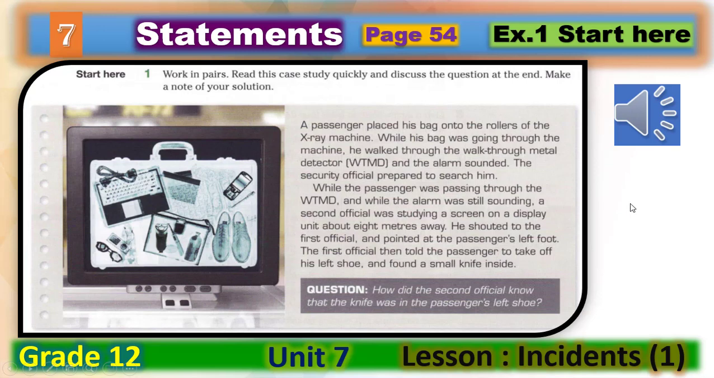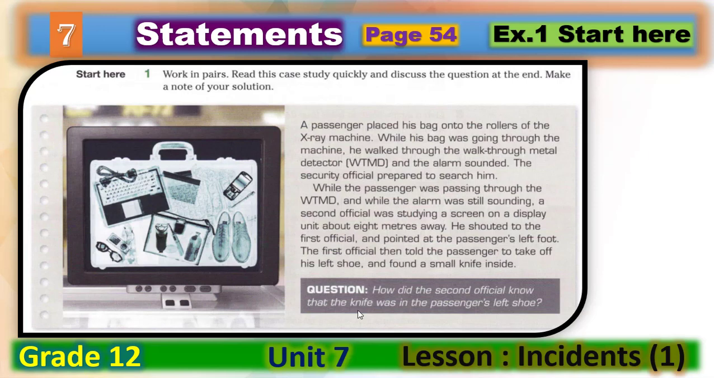A passenger placed his bag onto the rollers of the X-ray machine. While his bag was going through the machine, he walked through the walk-through metal detector, WTMD, and the alarm sounded. The security official prepared to search him. While the passenger was passing through the WTMD, and while the alarm was still sounding, a second official was studying a screen on a display unit about 8 meters away. He shouted to the first official, and pointed at the passenger's left foot. The first official then told the passenger to take off his left shoe, and found a small knife inside.